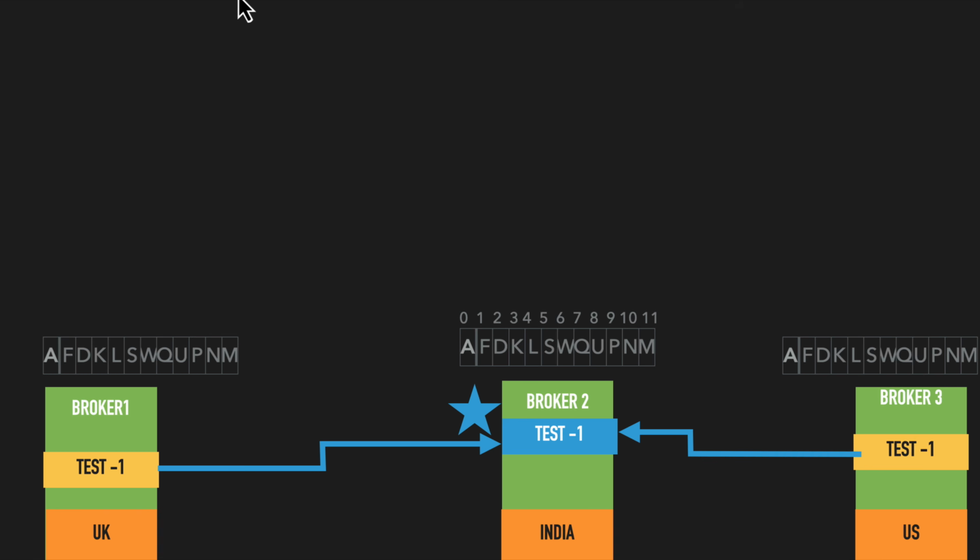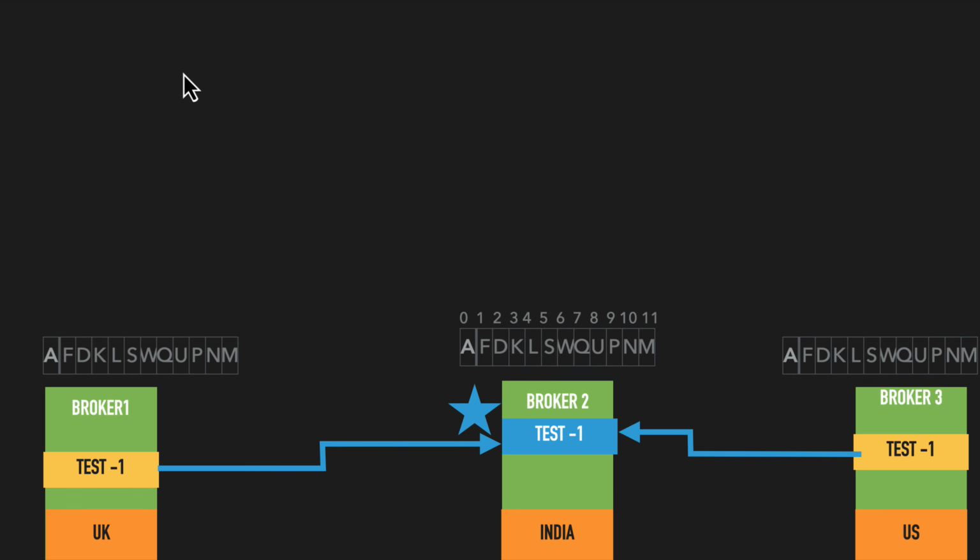Another very important thing that you have to understand whenever you are working with brokers, producers, and consumers: imagine you have 3 brokers, and you have 3 partitions for test 1. This is the leader partition, and these are the follower partitions. All these partitions exist inside brokers, and these brokers may be in different data centers. For example, this broker is in the UK, this broker is in India, and this broker is in the US.